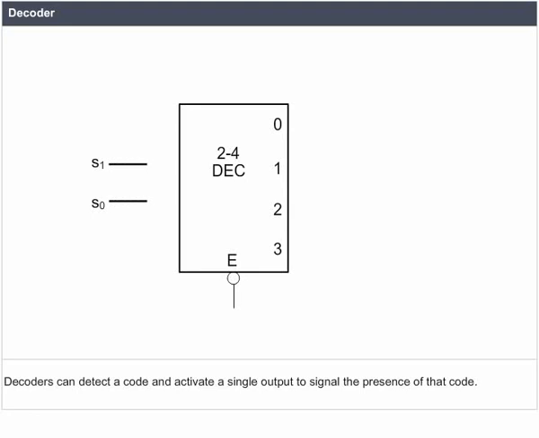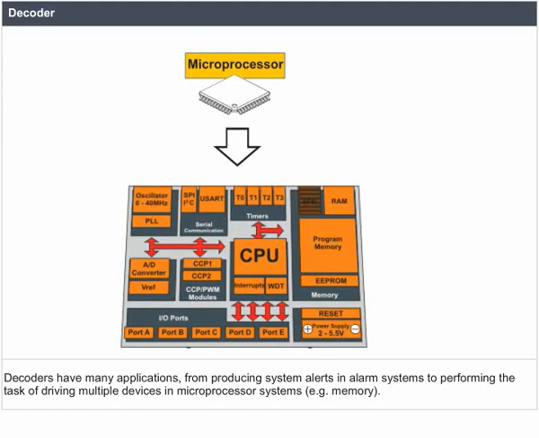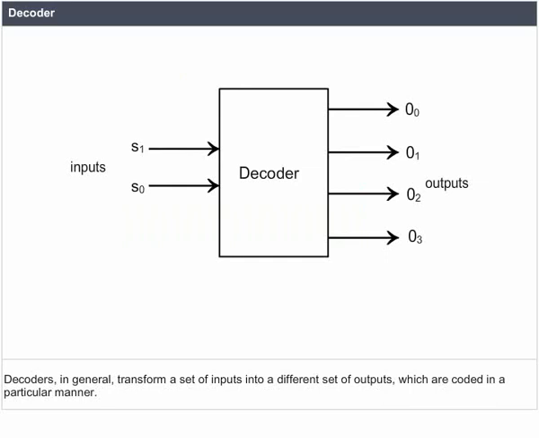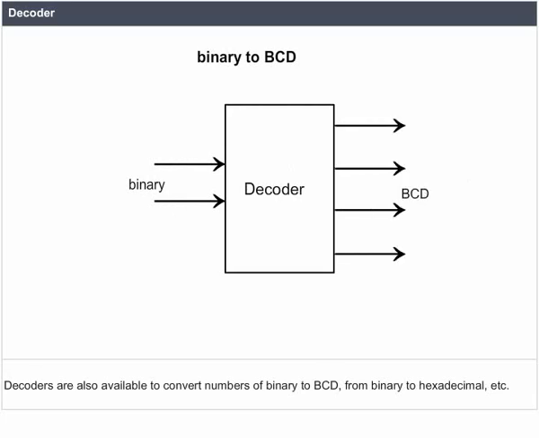Decoder. Decoders can detect a code and activate a single output to signal the presence of that code. Decoders have many applications, from producing system alerts in alarm systems to performing the task of driving multiple devices in microprocessor systems, for example memory. Decoders in general transform a set of inputs into a different set of outputs which are coded in a particular manner. Decoders are also available to convert numbers from binary to BCD, from binary to hexadecimal, etc.